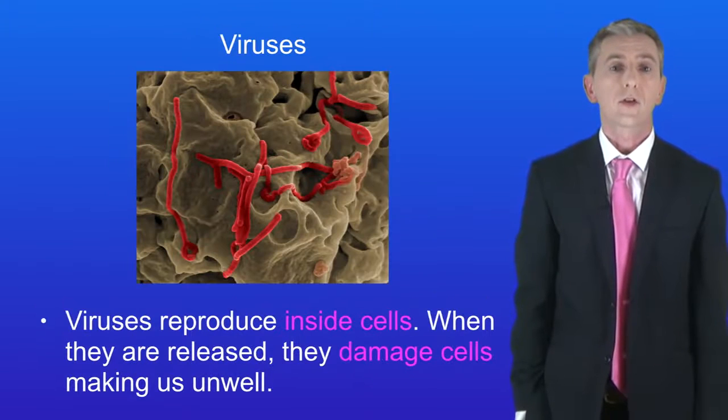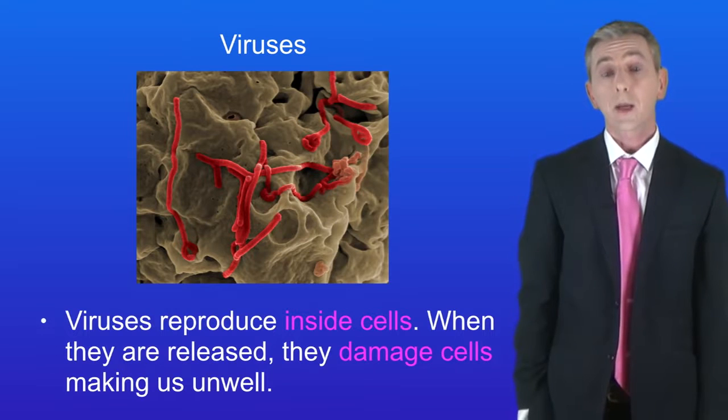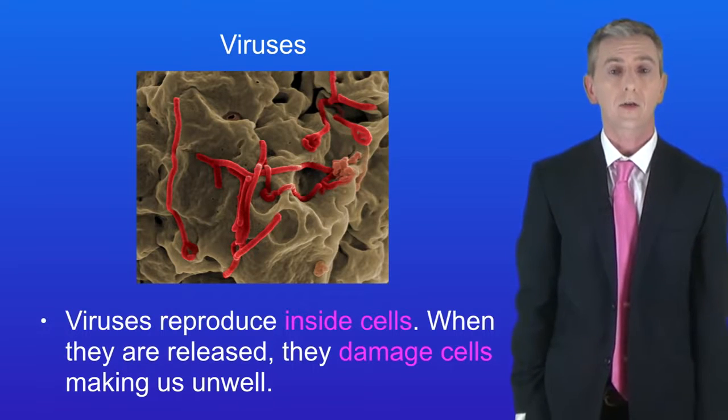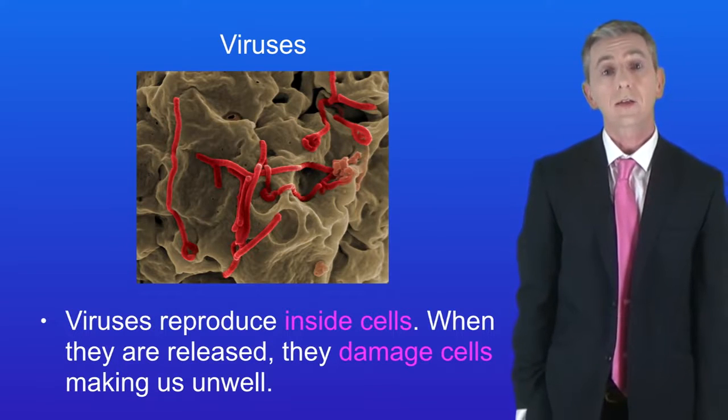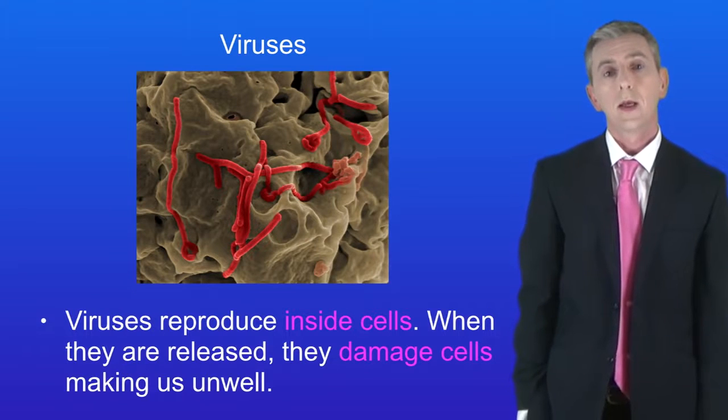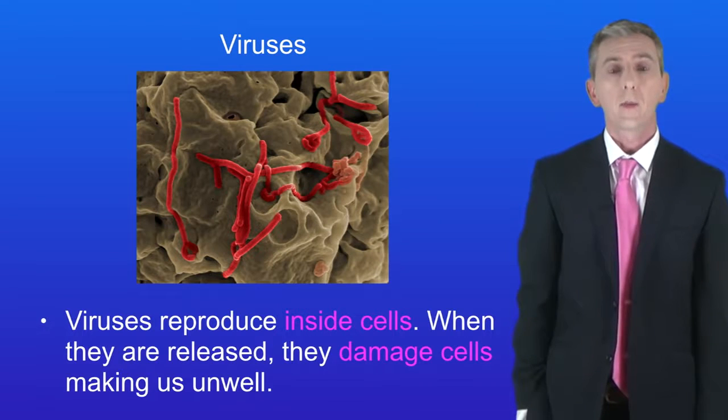The second group of pathogens are viruses. Unlike bacteria, viruses can only reproduce if they can get inside our cells. Once they've reproduced, the viruses are released from the cells, and this can damage or kill the cells, and that makes us feel unwell.